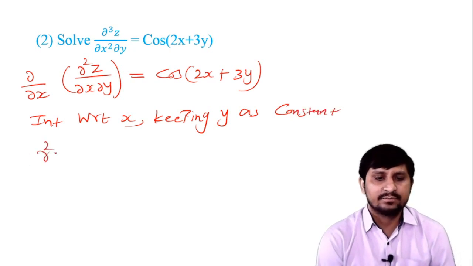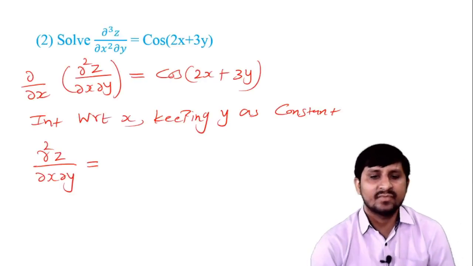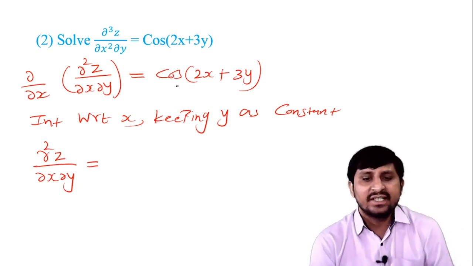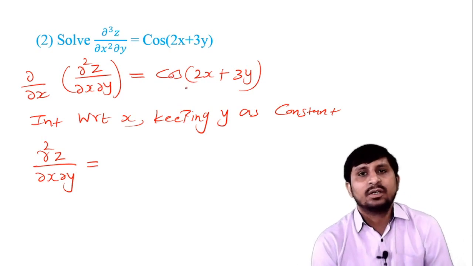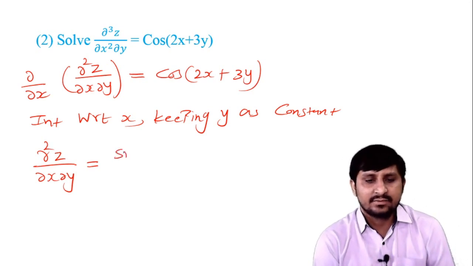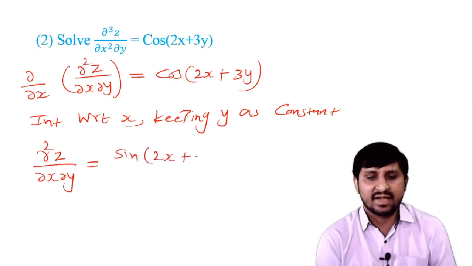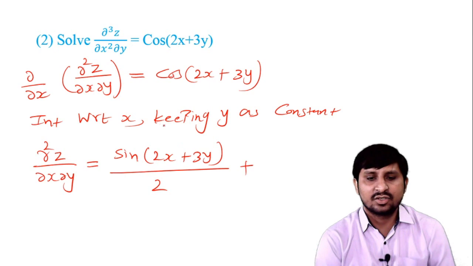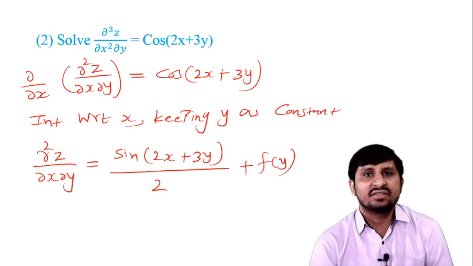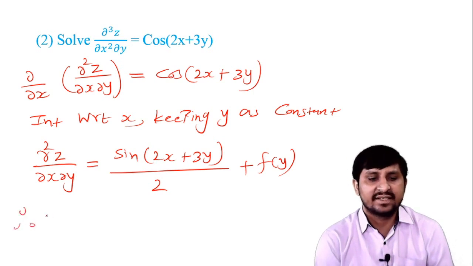So del square z by del x del y is equal to the integration with respect to x, where y is a constant, of cos 2x plus 3y. That is sine of 2x plus 3y, with the coefficient of x, that is 2, in the denominator, and y is a constant, so plus f of y. Now once again we have to integrate with respect to x. Just now we have del z by del y. I am not writing the whole sentence, but try to understand.